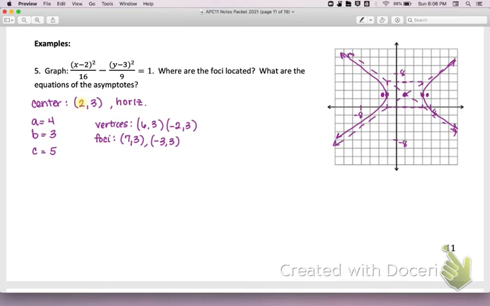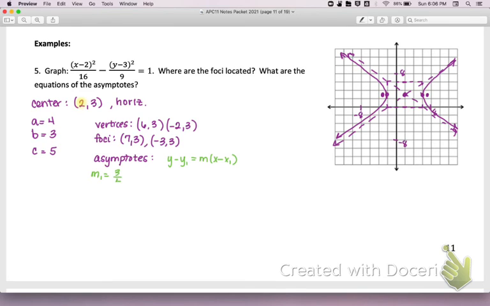Now, to find the asymptotes, this is where it takes a little bit more work. Asymptotes. Okay. We have to use the point slope formula, which if you remember is y minus y1 equals m times x minus x1. That's a formula I expect you to have memorized. So we have to do that twice. So the two slopes that we need, the first slope is going to be up 3 and over 4.